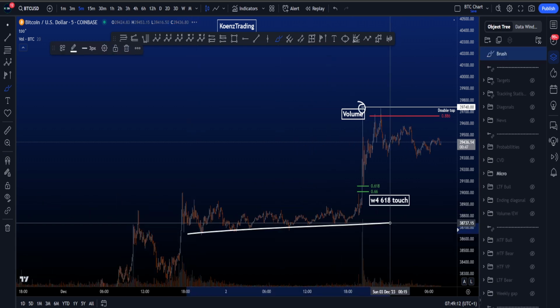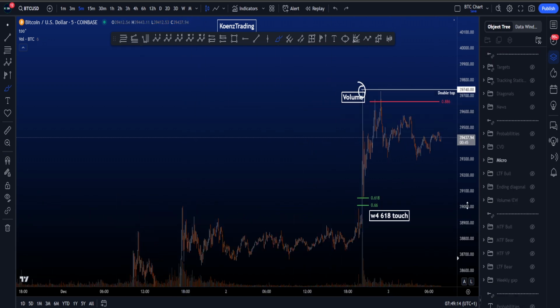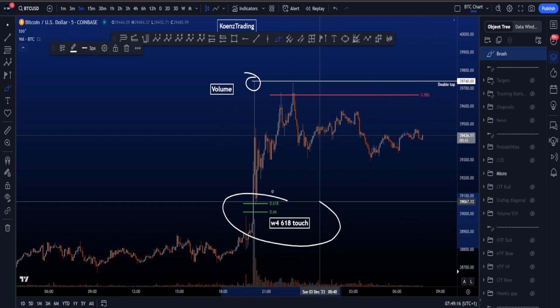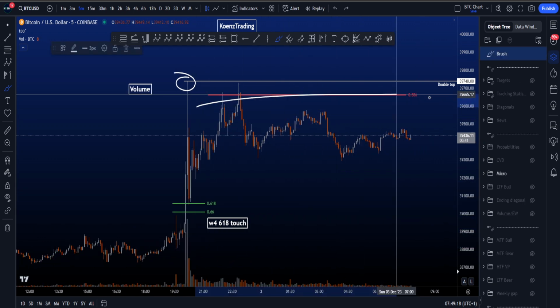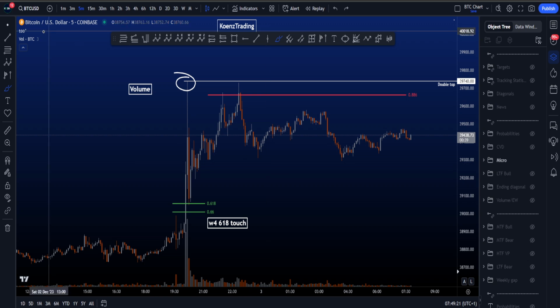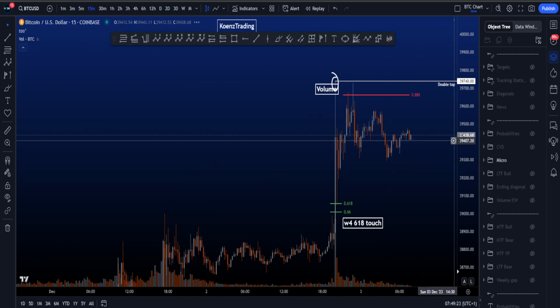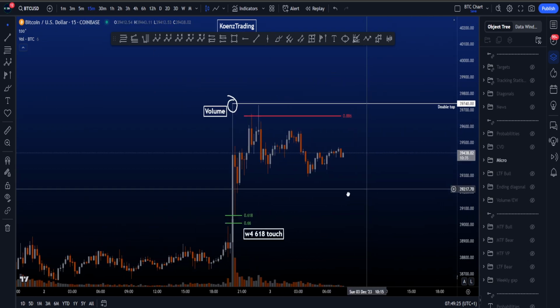The invalidation would be for price to go below these lows over here, but this is just not really something that you like to see. And also this range here is starting to become quite lengthy as well, which is wave C-ish behavior.